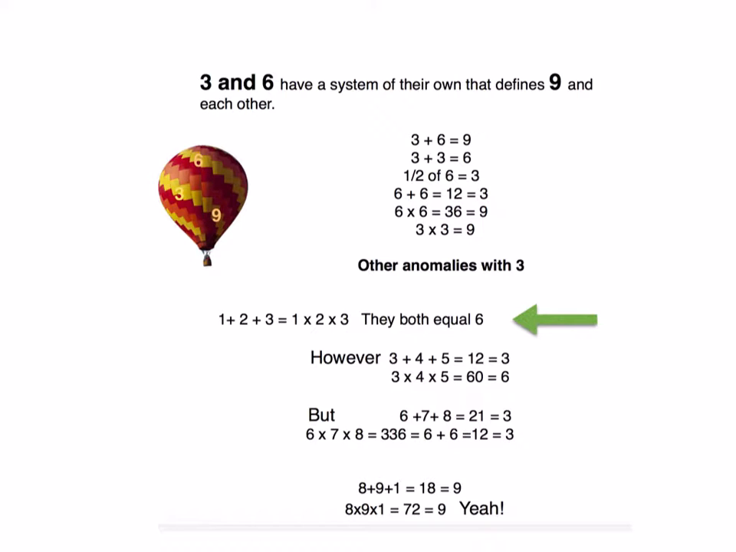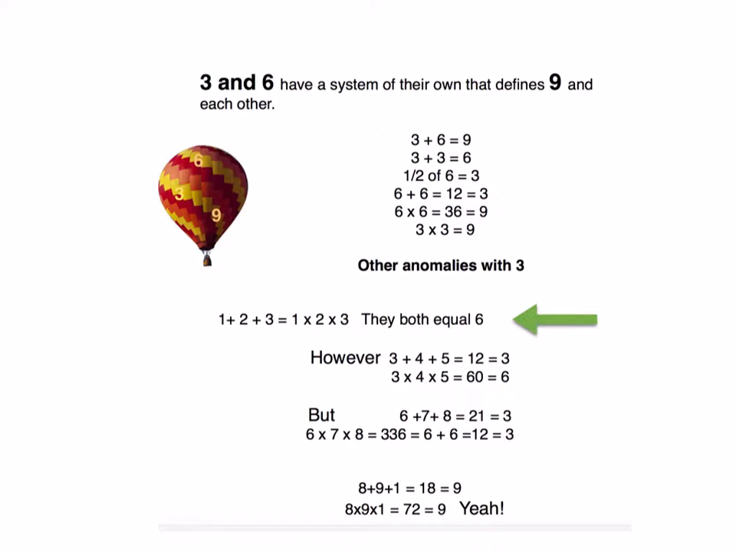3, 6, and 9 have an affiliation. They have a connection. They connect one to another. 3 plus 6 equals 9. 3 plus 3 equals 6. Half of 6 is 3. 6 and 6 is 12, and 2 and 1 is 3. 6 times 6 is 36, which is 9. 3 times 3 is 9. They always point to each other.